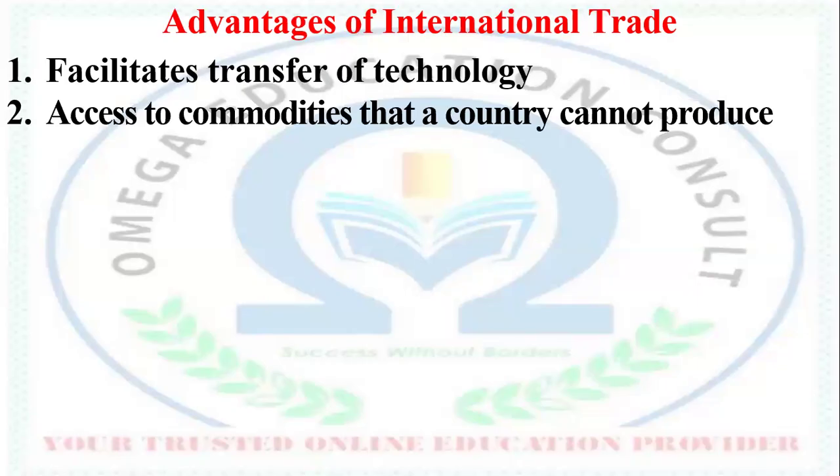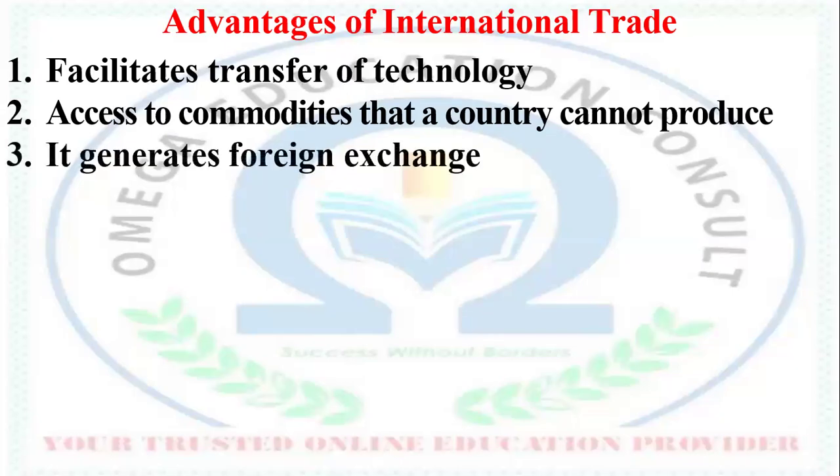So Ghana, for instance, or a lot of African countries, there are some commodities that we do not have the technology to produce. But due to international trade, we are able to obtain them. So currently, we are not producing cars, we are not producing phones, we are not producing ships, we are not producing airlines, we are not producing a lot of other items. But international trade allows us to buy from other countries that are producing them in order to facilitate the development of the economy.